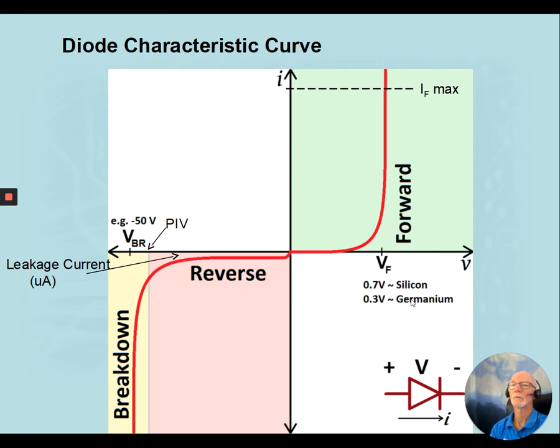For a germanium diode, that voltage is about 0.3, but we won't be looking at any germanium diodes or mentioning them again.